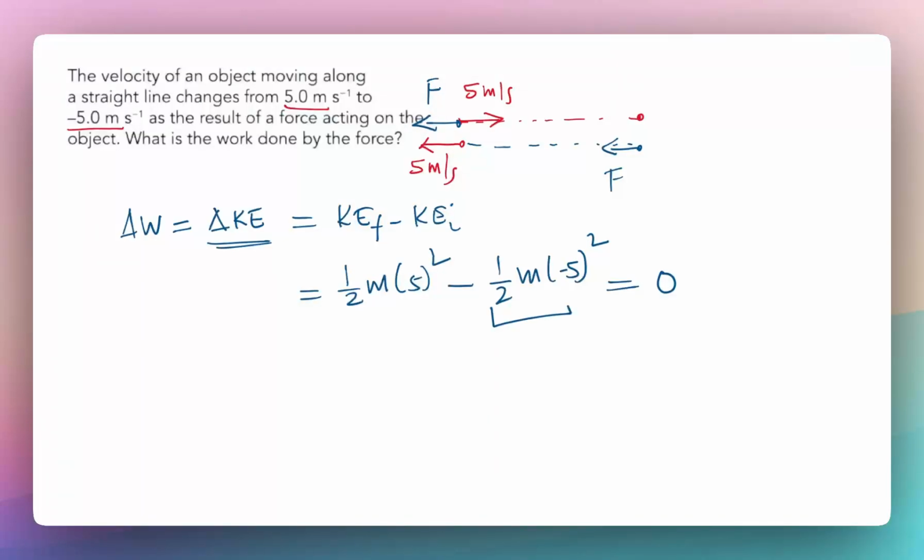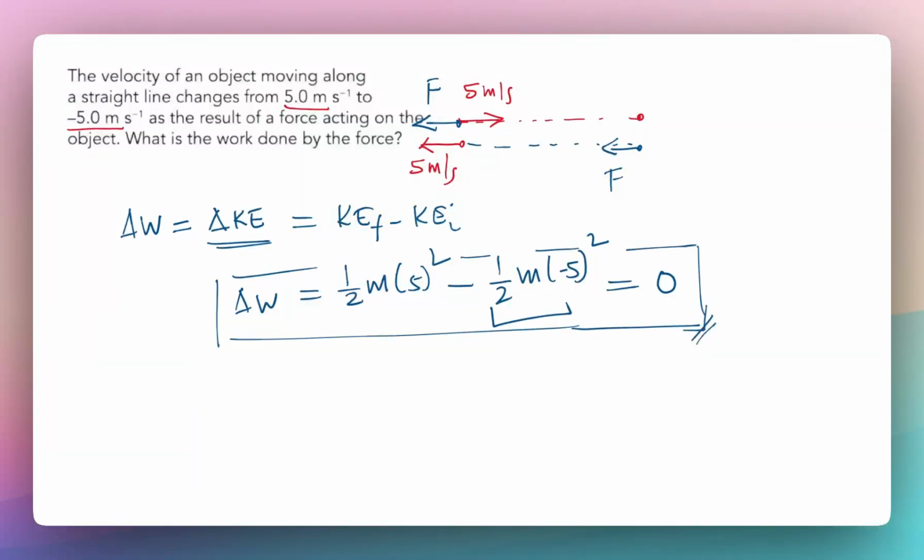Okay, both will have the same value, right? Because 5 square in the negative and positive is same. Okay, so we can say the work done by the force is equal to 0, and that is the correct answer. Okay, but let's think about this, how you can get confused in this question, right?